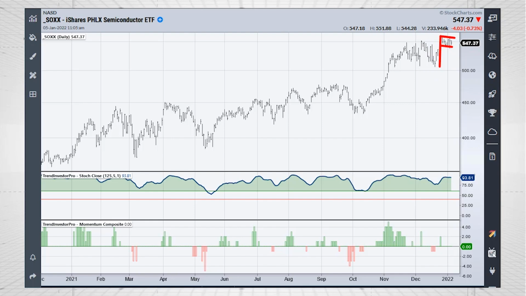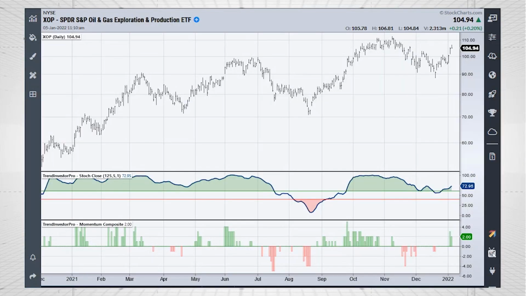And as far as the setup here, I don't see a setup in semiconductors. It's not my kind of setup. I'm looking for pullbacks where we become oversold and we have a tradable pattern and a little breakout, and we have a good reward to risk ratio. Now we're seeing that in some of the energy related ETFs. So if we look at the oil and gas exploration and production ETF, we can see it hit a new high there in November and then started pulling back.